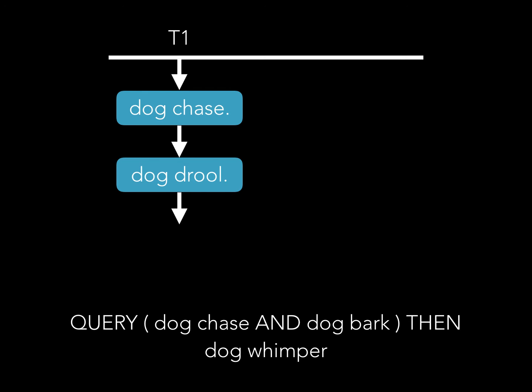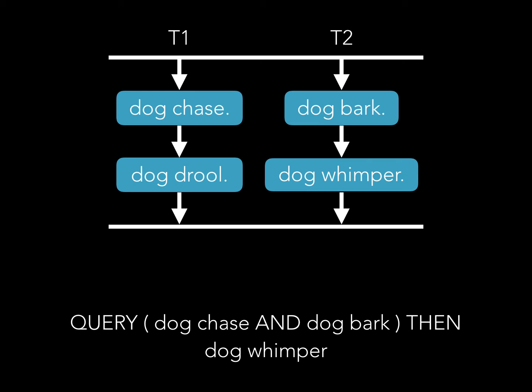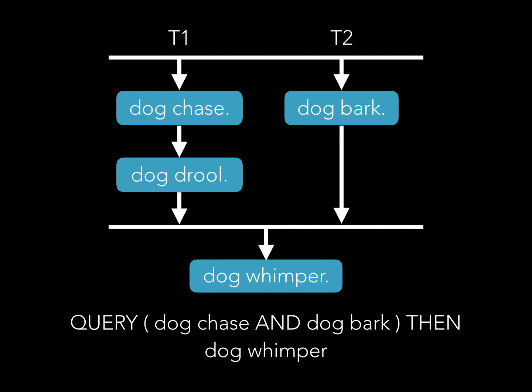But what about parallel story threads? Consider this example, in which a dog chases and drools in one story thread, while a dog barks and whimpers in another. According to the SM time model, the ordering of events in T1 and T2 in relation to each other is undefined. Thus, it is impossible to know whether the whimpering occurs after the chasing or not. As a result, this story cannot match. However, if the whimpering takes place after the two story threads have merged, then the chronological order is established and the query will match.